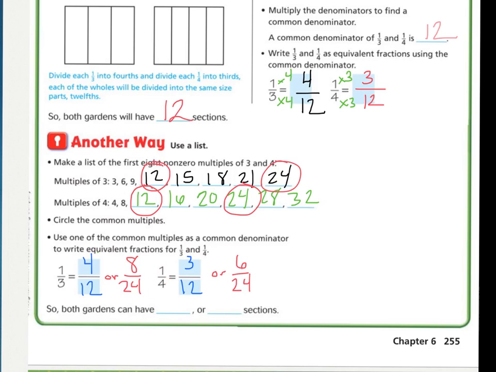And then with 1/4, you had to multiply 4 times 6 to get 24, so your numerator, so 6/24. That means that both gardens could have 12 or 24 sections. Right now, we're only talking about the denominator.